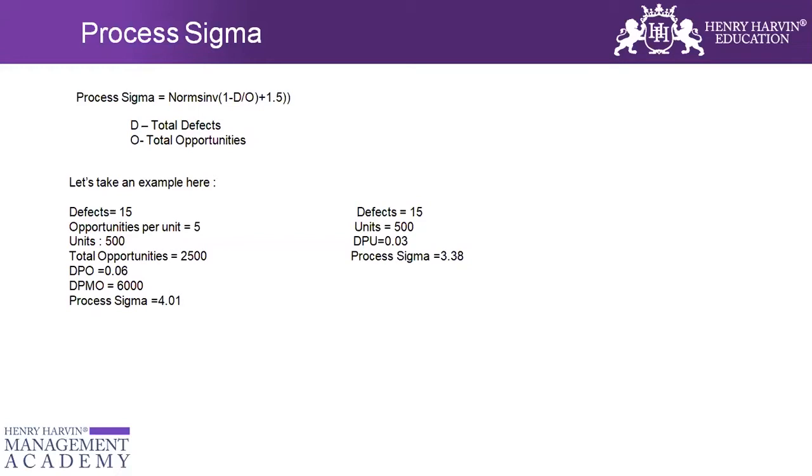Either we can use the formula mentioned here: NORMSINV(1 minus defects upon opportunity) plus 1.5. D stands for defects and O stands for total opportunities. However, there is another way to do that as well. We can do it using the Six Sigma calculator. In both scenarios, the answer remains the same. So let's do it and see what sigma level we are able to calculate.